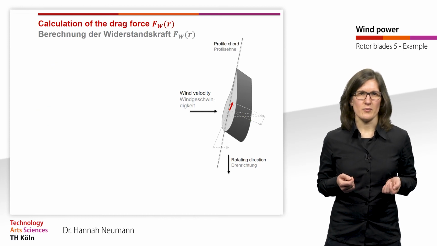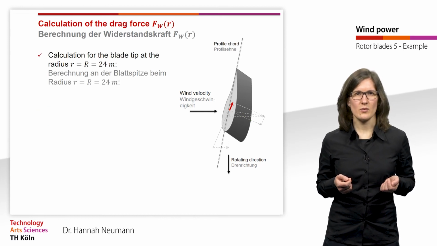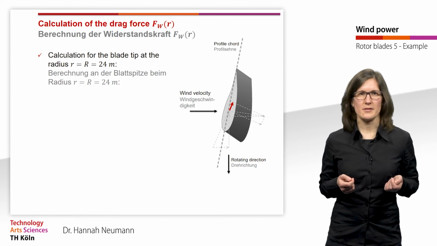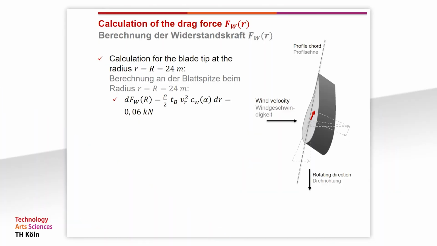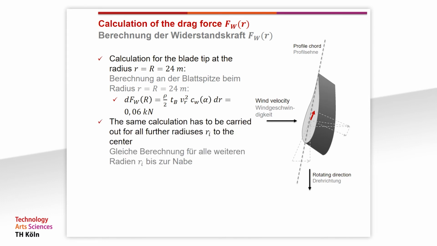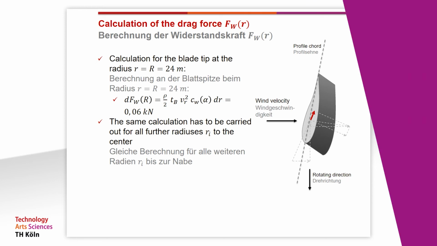Afterwards, the drag force is calculated. This is also calculated at the blade tip in the beginning. And when the given and already calculated values are taken into account, the result of the drag force at this blade element is 0.06 kN. And the same calculation has to be carried out for all further elements until the center of the blades.